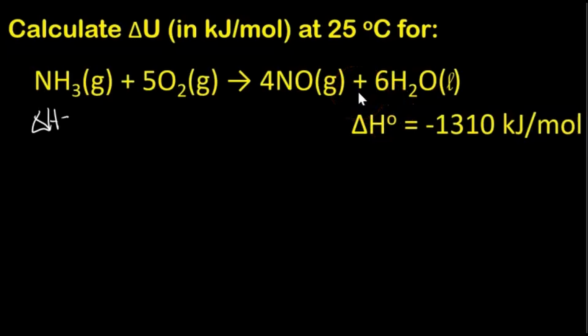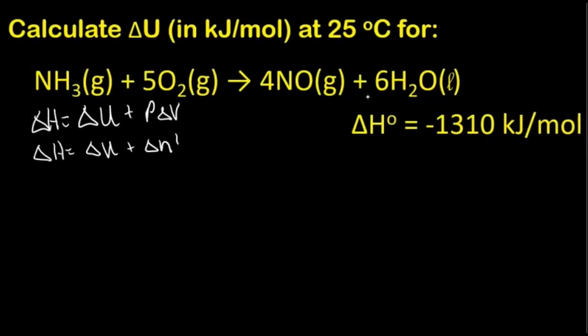Okay, so we're going to start off with our equation. The change in enthalpy equals the change in internal energy plus the pressure times the change in volume. Now, we're not given any information about pressures or volumes, so we're going to rewrite this the other way. Change in internal energy plus the change in moles, RT. And we want to solve for the change in internal energy. So change in internal energy equals the change in enthalpy minus the change in the moles times RT.